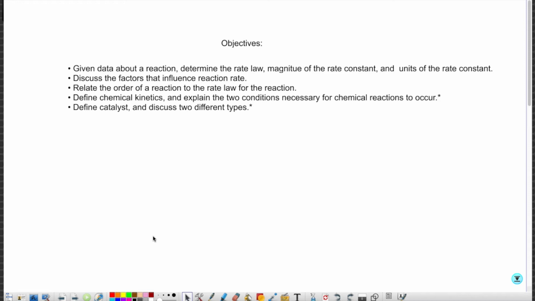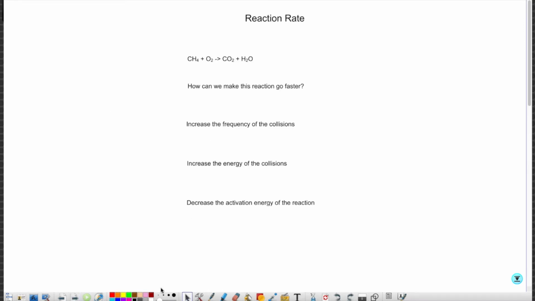So we're going to continue our study of kinetics today, and here are our objectives. Our biggest goal here is to be able to find a rate law, which we'll talk about in a little bit, from data. The last two here really are coming from the reading. I'll do a little bit on catalysis, but mostly from the reading. Okay.